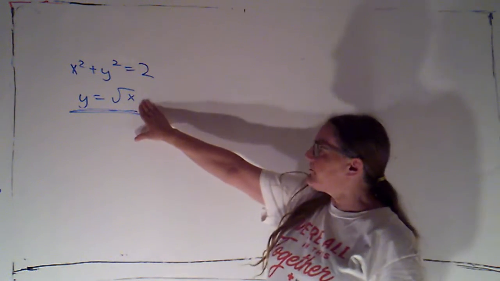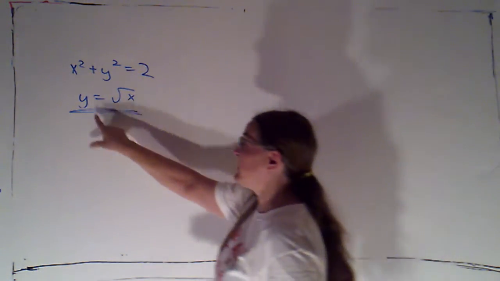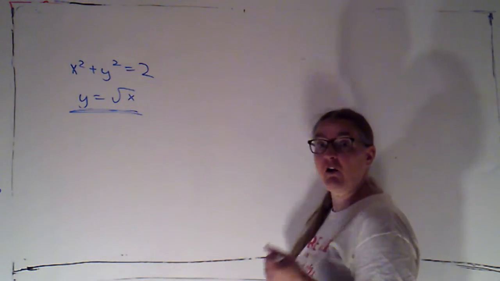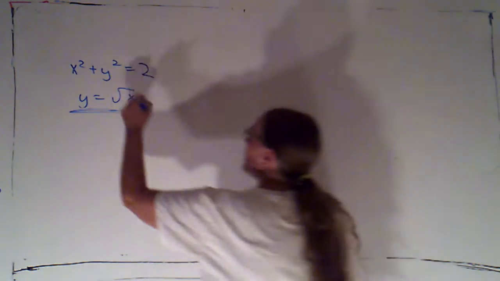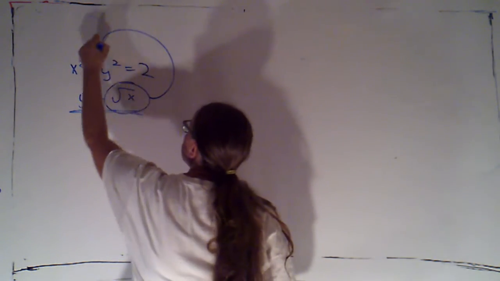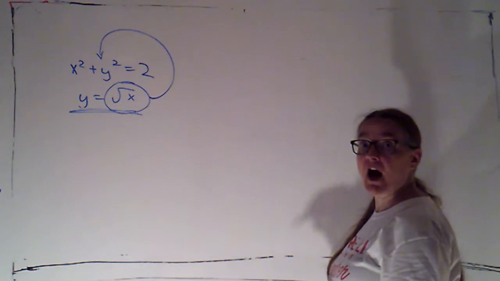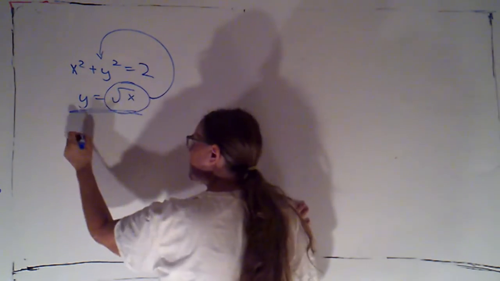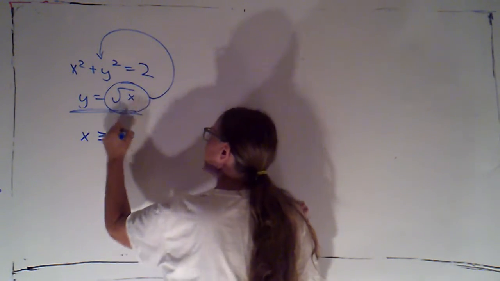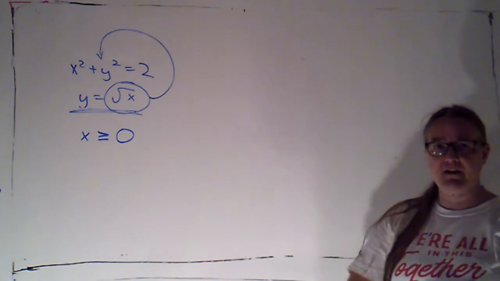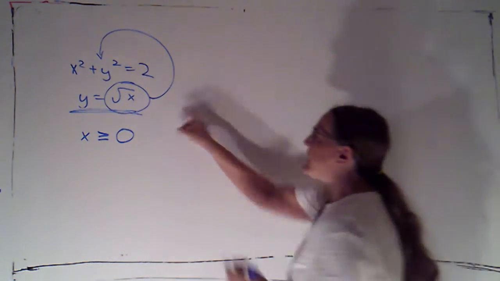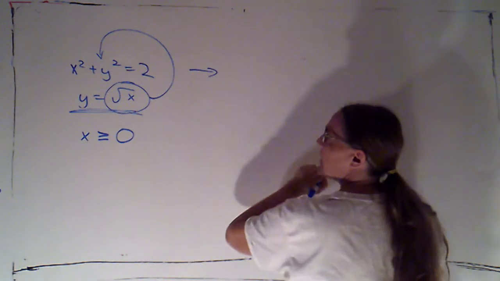Okay, here my first step is really pretty much done for me because this equation is already solved for y. So I'm going to go ahead and just take that root x and plug that in for y. But I'm also going to make a note that because x is under the radical, it has to be bigger than or equal to 0. Because notice what happens when I plug that in for y.